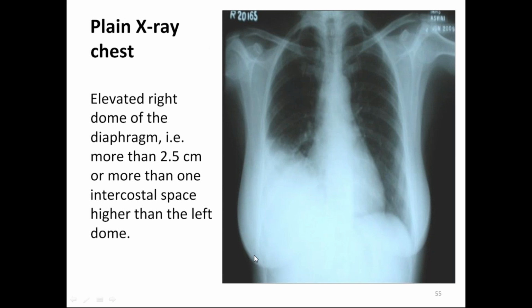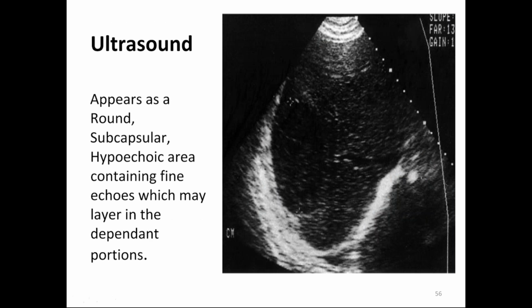So here you can see this is the right dome of the diaphragm. So it gets elevated, and there is pleural effusion on the right side. So this is the right lung, and there is effusion where you can't see the costophrenic angles. In ultrasound, you can see this is the liver, and this is the abscess which is there.